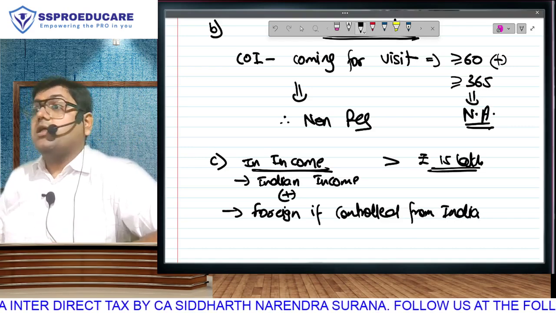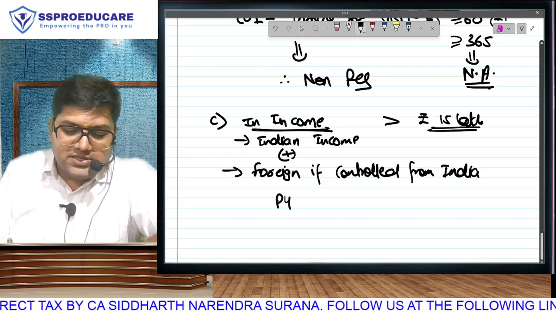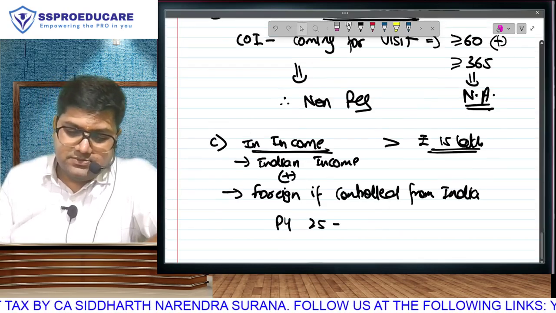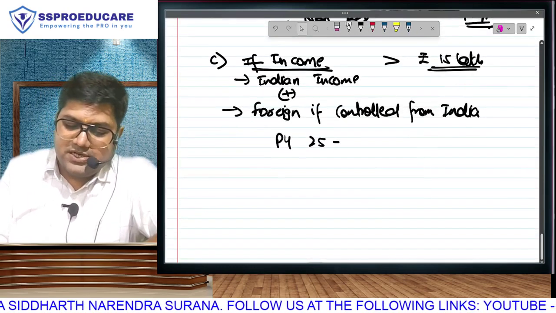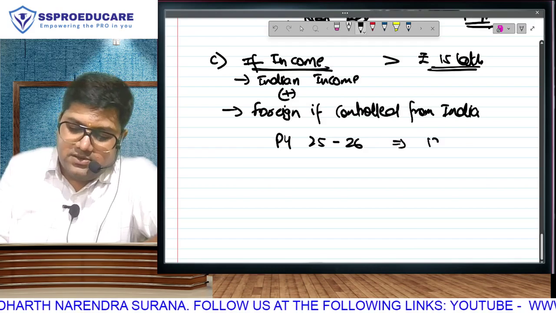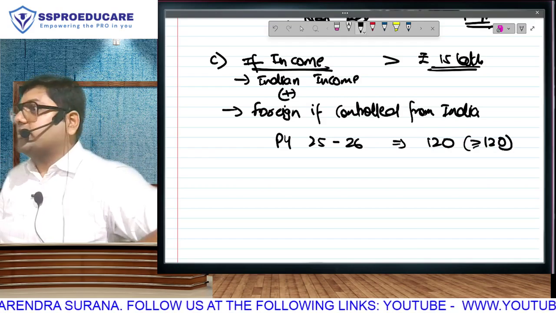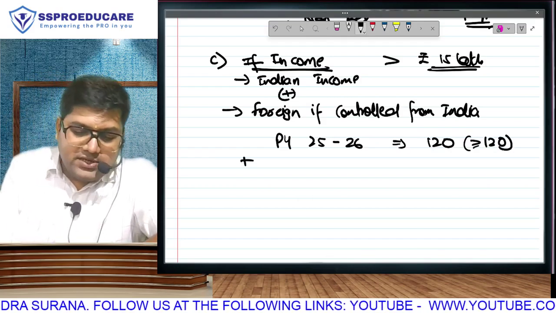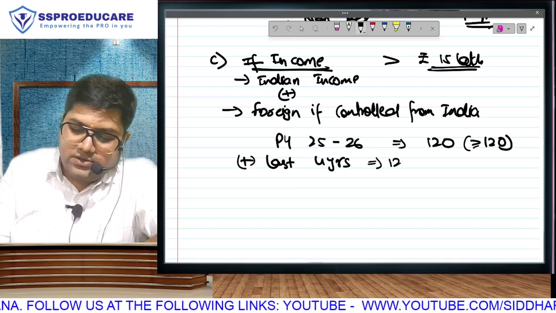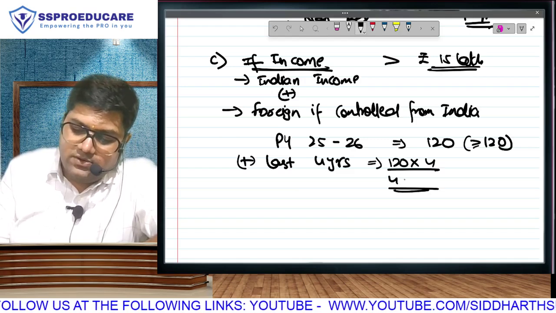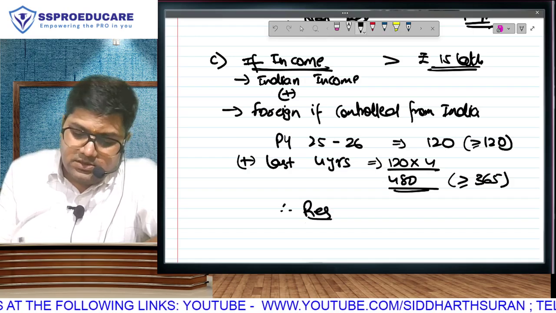In that case, even if he is a visitor, if income in previous year 25-26 exceeds 15 lakh, what is his stay? 120. Exact 120 also covered. This is where the importance of 'equal to' comes. And in the last 4 years, it is 120 into 4. Now every year it is 120, no? Which is 365. Therefore, he is resident.